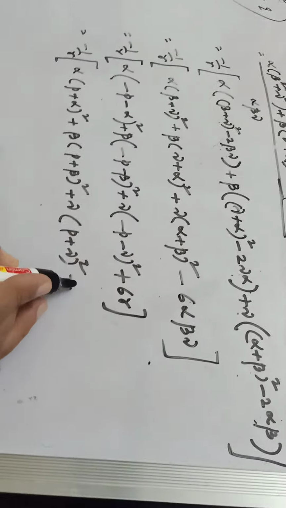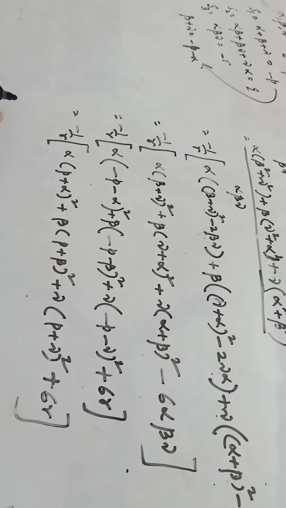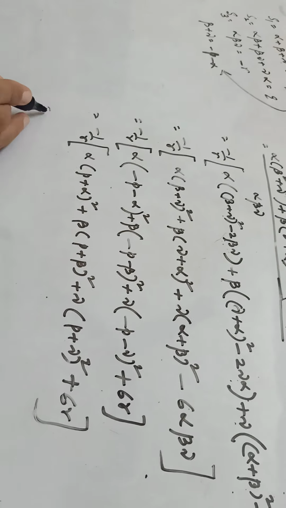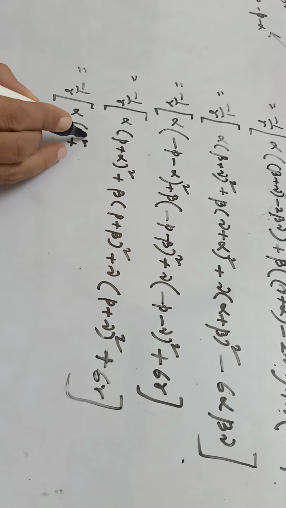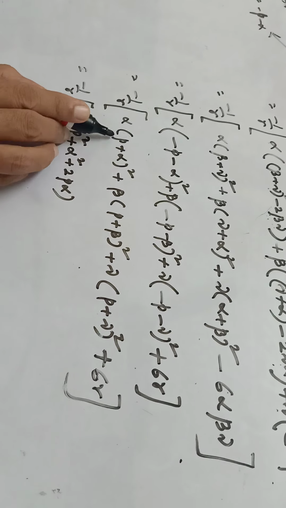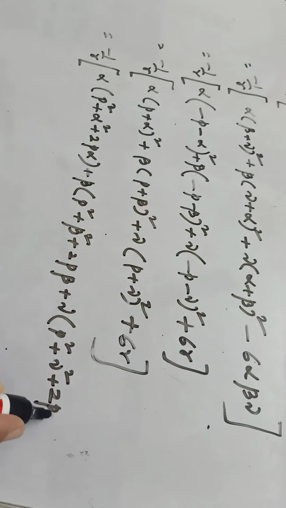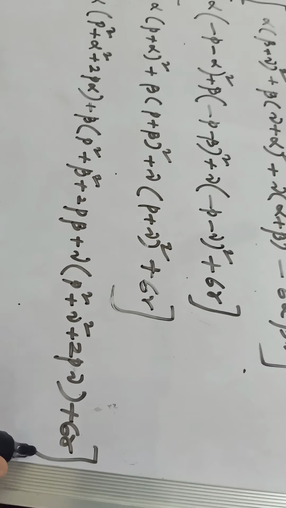Now the last term is plus 6r. Write it as it is. Now let us simplify this. Minus 1 by r into alpha into, you expand this, p square plus alpha square plus 2p alpha, just like the expansion of a plus b whole square. Here also plus beta into p square plus beta square plus 2p beta. Here gamma into p square plus gamma square plus 2p gamma plus 6r.